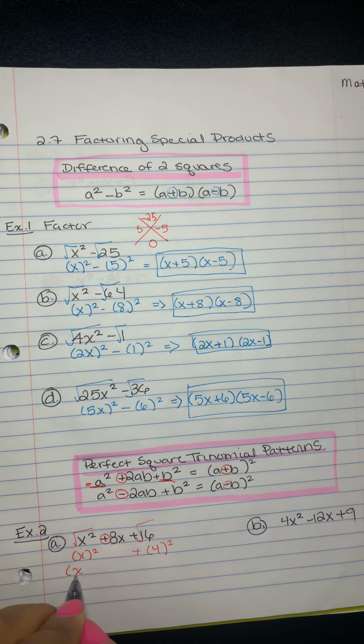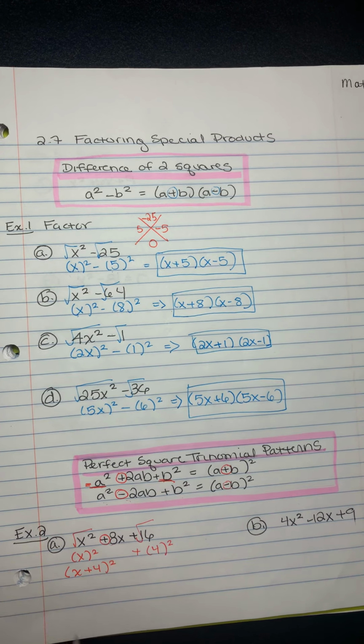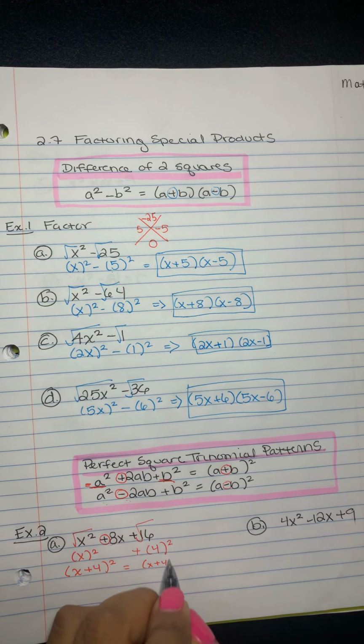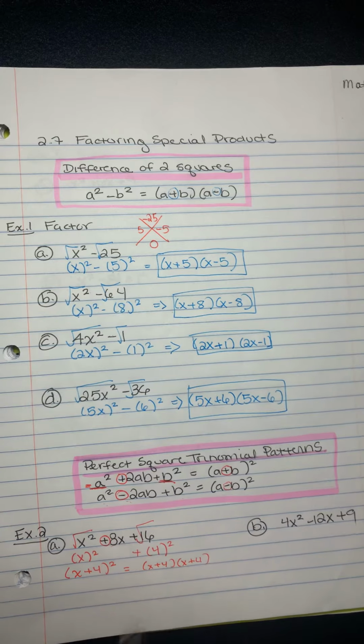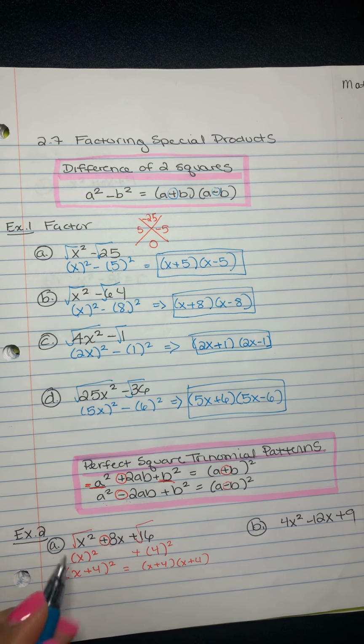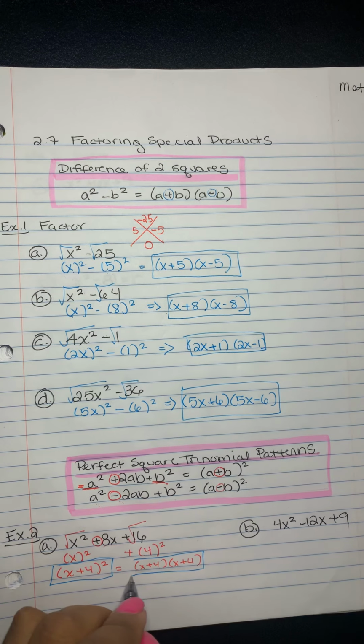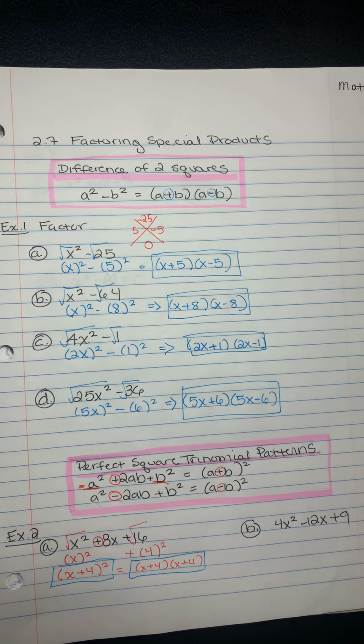So your final answer is just x plus 4 quantity squared. Okay, what does that mean? It means it's x plus 4 times x plus 4. That's your answer. Okay, so either one will work. You can keep it like that, or you can break it down. You'll get credit for it.